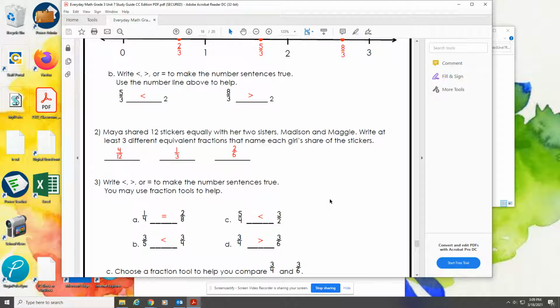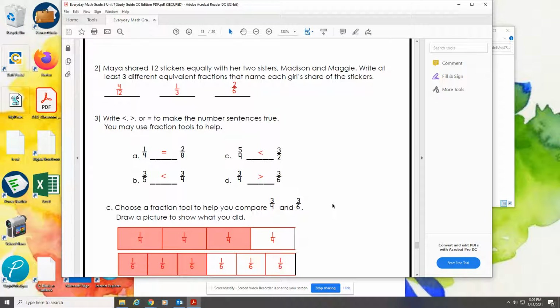Write less than, greater than, or equal to make the number sentence true. 1/4 is equal to 2/8. 3/5 is less than 3/4. 5/4 is less than 3/2. And 3/4 is greater than 3/6.